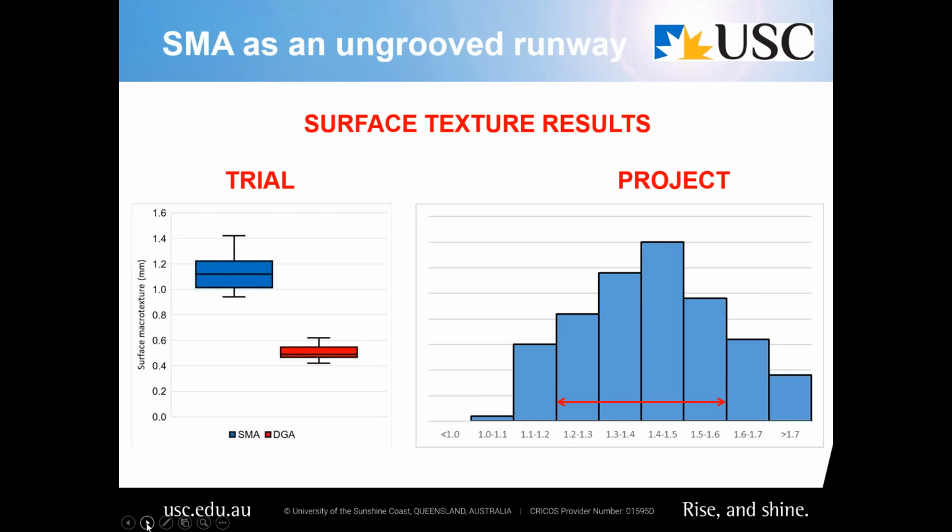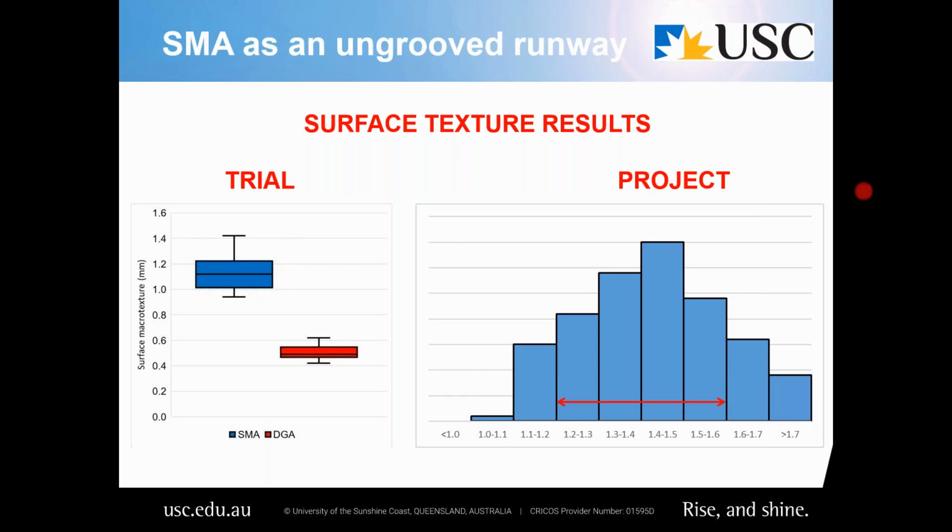Surface texture, we tested that at Emerald every night, 10 times per shift. From the trial, we did a construction trial of the two types of asphalt, dense graded and stone mastic, side by side, and the results from that trial are on the left. As I suggested before, the dense graded is in that 0.4 to 0.6 range, whereas the SMA, we had one at 0.9, but the rest were 1.1 up to, I think, 1.4 or thereabouts.